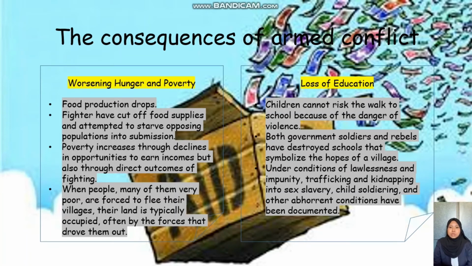Moreover, both government soldiers and rebels have destroyed schools that symbolize the hopes of a village. Many children work long hours instead of getting a proper education, and under conditions of lawlessness and impunity, trafficking and kidnapping into sex slavery, child soldiering, and other abhorrent conditions have been documented.